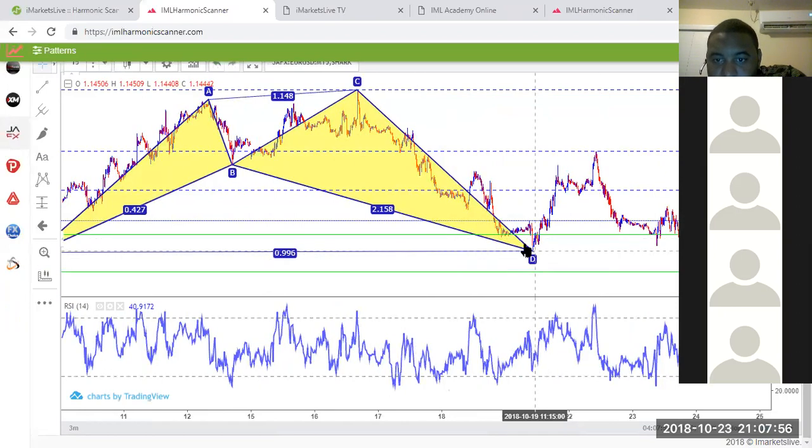All right, just go from here. This is where the harmonic ended. I mean, this is where the harmonic D is. So this would have been your entry here. Went into profit. TP1 hit. Came back to TP1. TP2 hit.